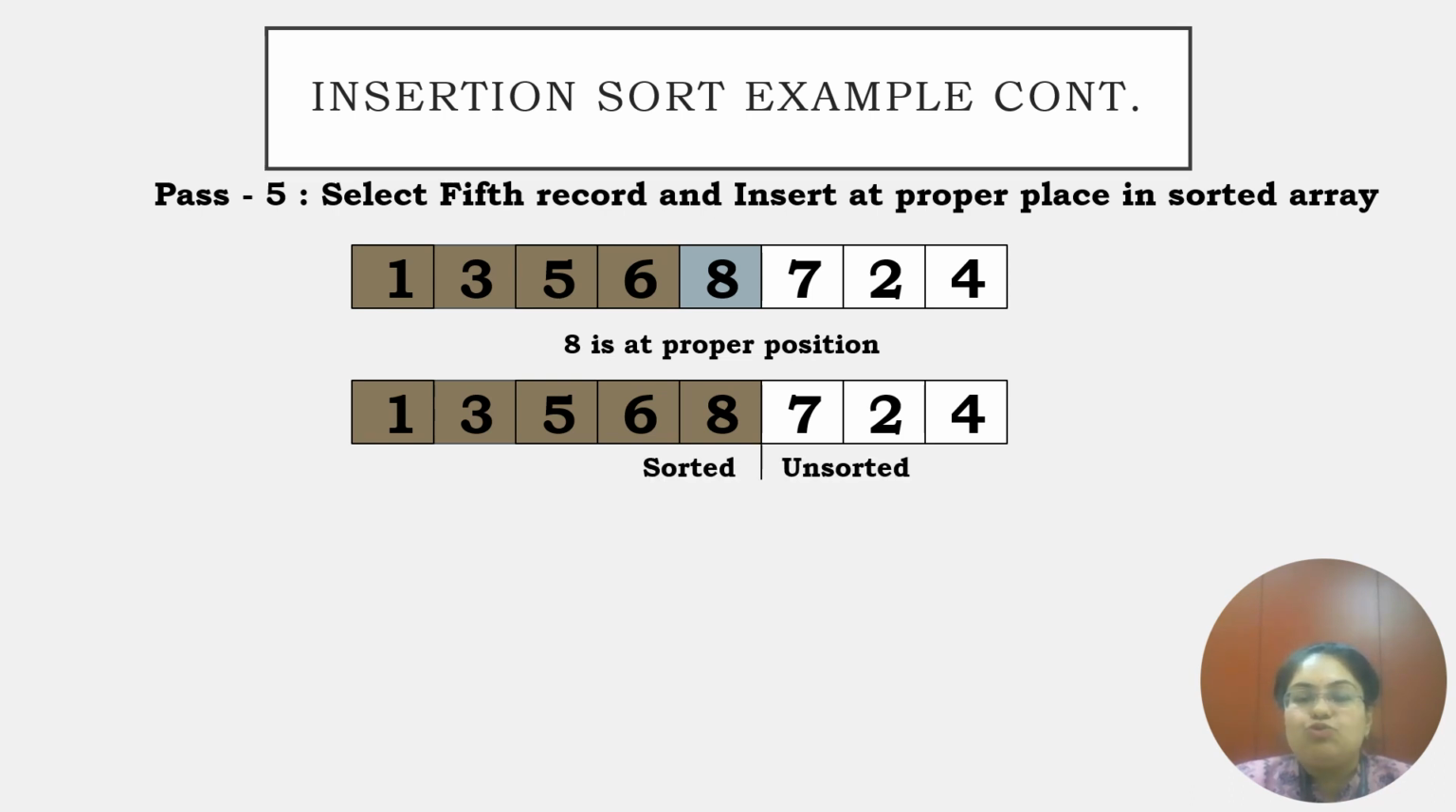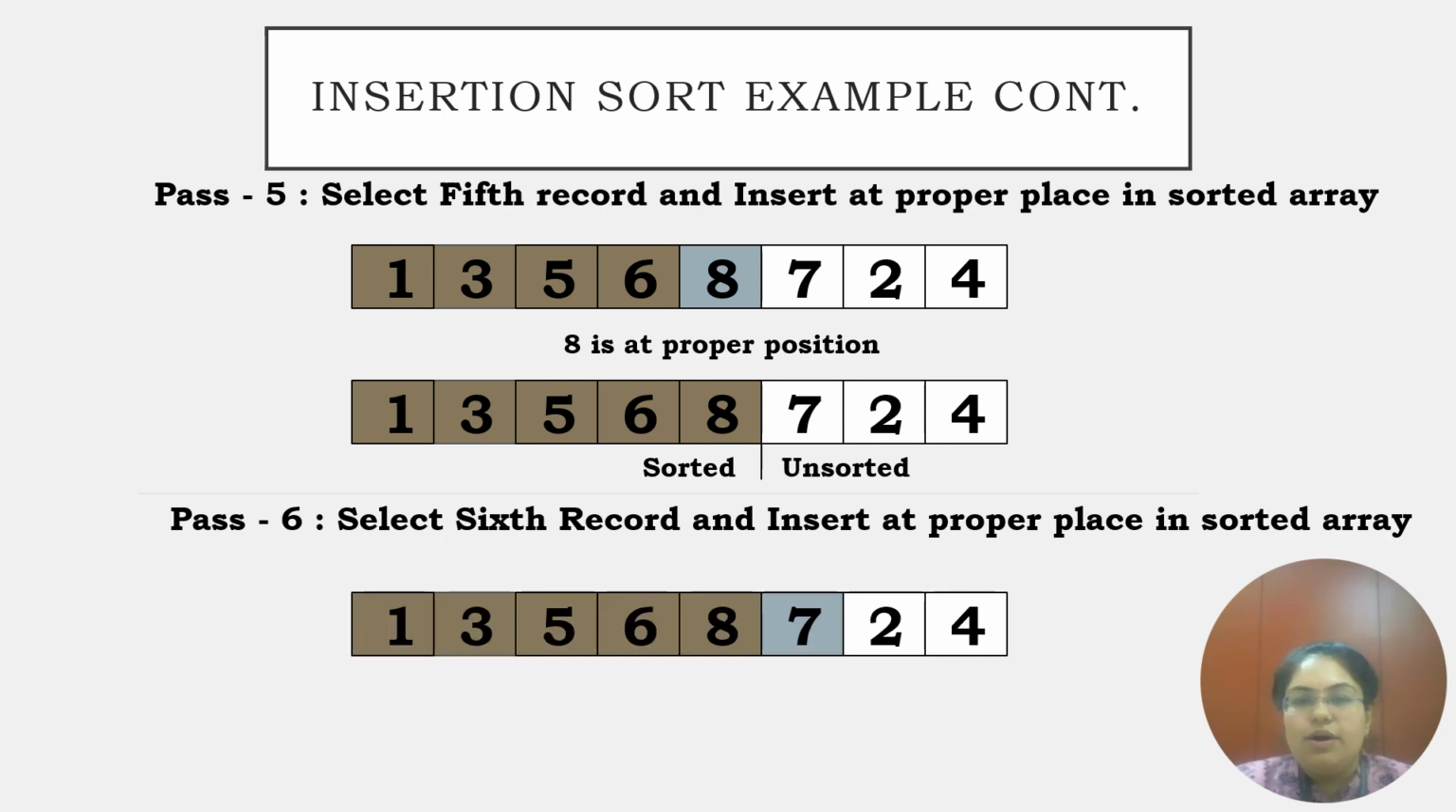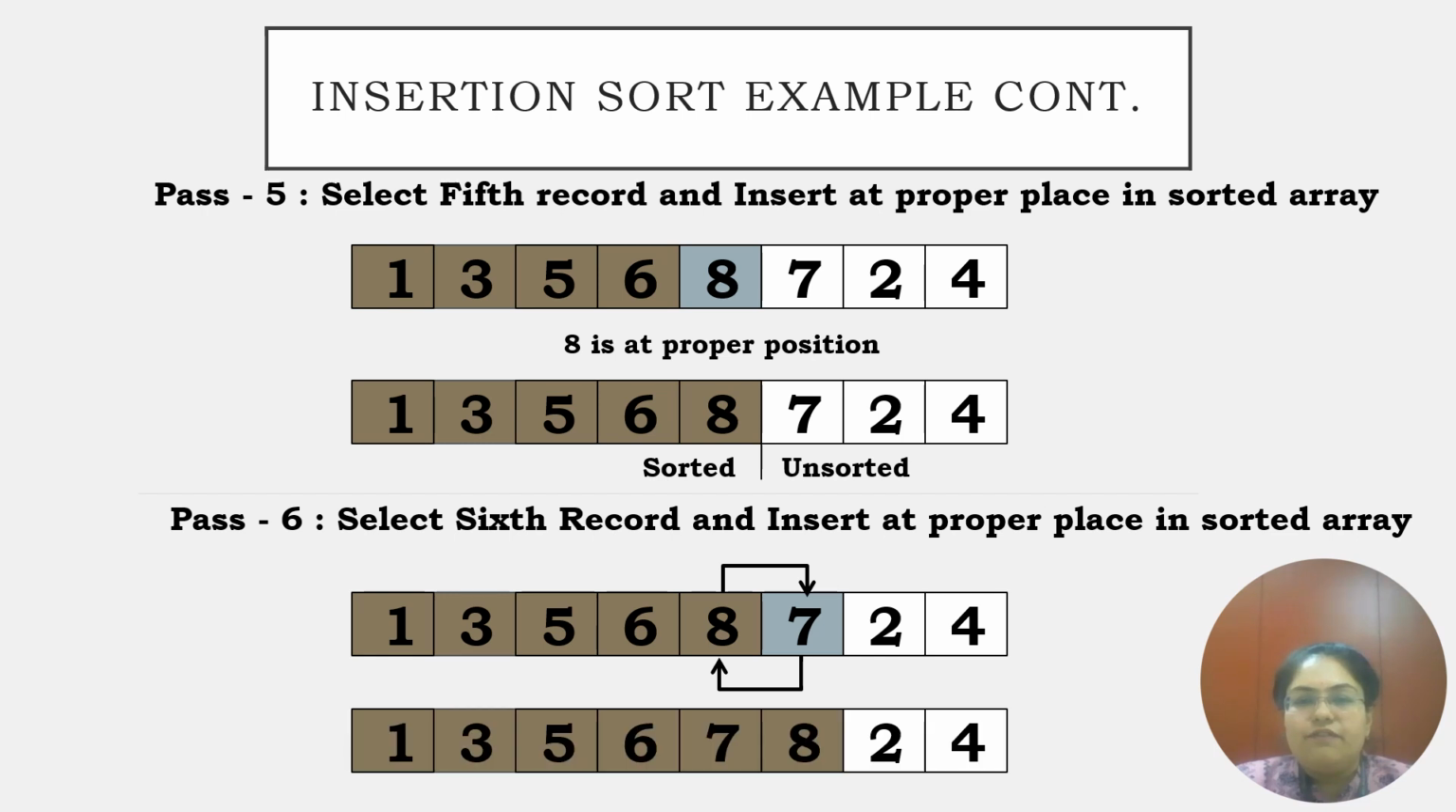7 to 4 are still unsorted. So we select the sixth record, which is 7, and insert it into the proper place. We find that 8 is greater than 7, so we swap: 7 will be at the position of 8 and 8 at the position of 7. Now we have just two elements in the unsorted sub-array and the other elements are already sorted. We repeat the previous steps with the next unsorted element.